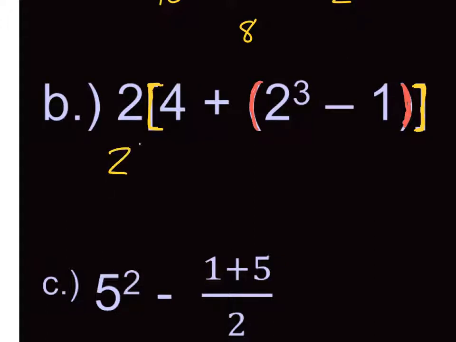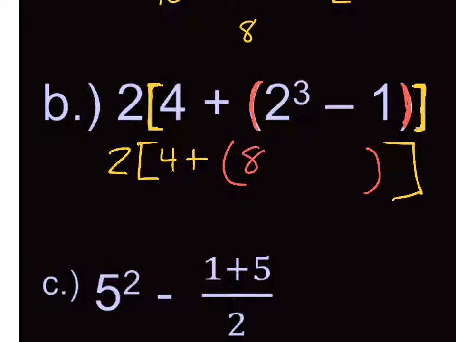I'm just going to go, okay, so I've got 2 times 4 plus. Now I know I'm working in the red brackets here, so I'm just going to leave that open for myself for a second. Now, when it comes to 2 cubed minus 1, what am I going to do first there? The exponents. 2 times 2 times 2 is 8. So 2 times 2 is 4 times another 2 is 8, minus 1.